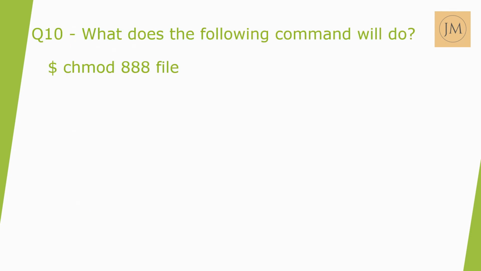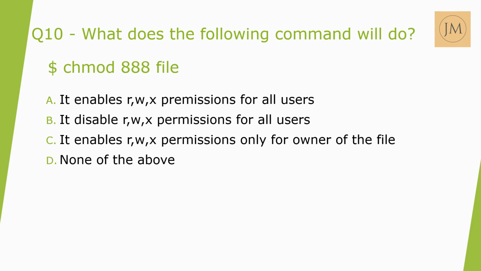Next question, what will the following command do? What is the command? chmod 888 and file, that is the file name. So we have the options: A, it enables RWX permissions for all users, that is read, write, and execute. B, it disables RWX permissions for all users. C, it enables RWX permission only for owner of the file. And D, none of the above.